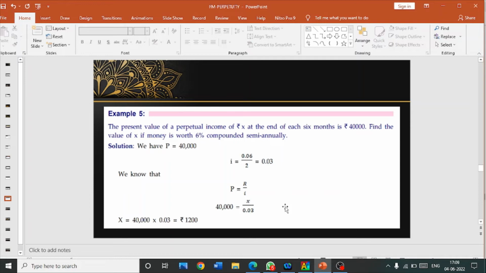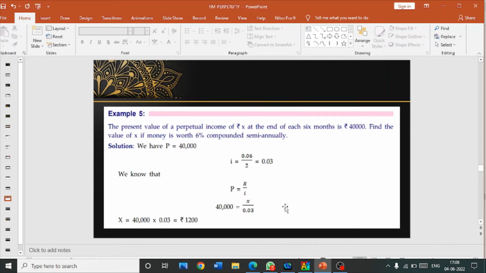Example 5. The present value of a perpetual income of rupees X. The cash flow, they have mentioned it as X. At the end of each 6 months, so the time period is compounded half yearly, is rupees 40,000. So the present value is 40,000. Find the value of x if the money worth 6% compounded semi-annually.